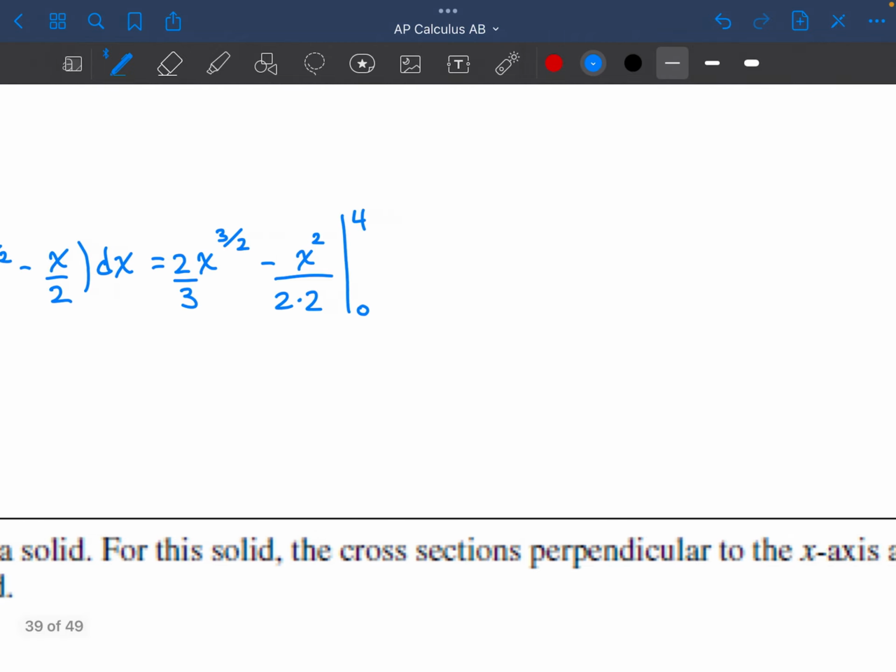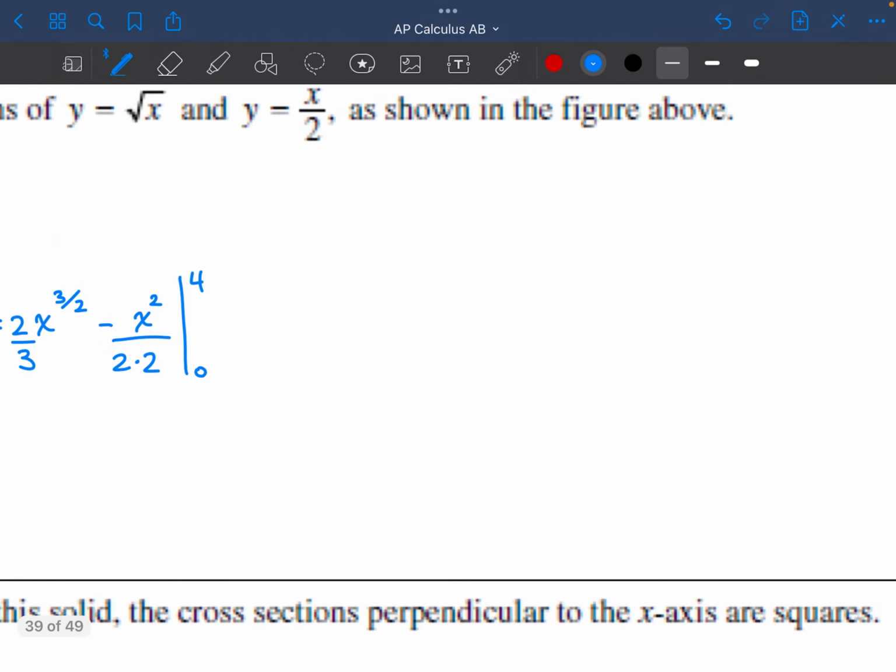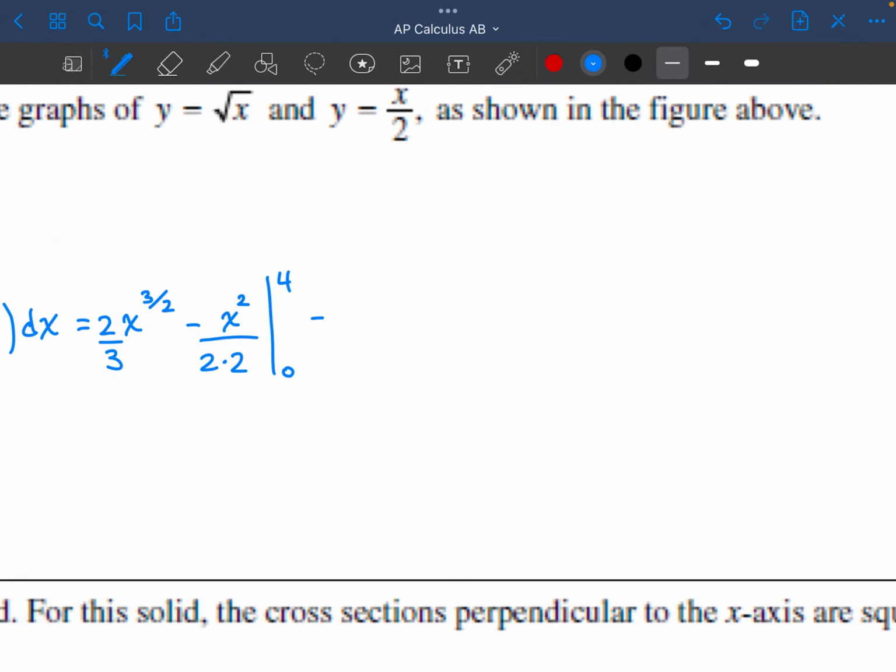All right, so we're ready to plug in now. And I think I have enough room if I just finish it up over here. So let's plug in 4 first. So I'm going to have 2/3 and then plugging in 4, so 4 to the power of 3/2, minus, and then I'm going to plug in 4 again. So 4 quantity squared, oop, I can write a little bit neater, 4 quantity squared all over, and then that denominator simplifies to 4. All right, so that's the first half, right? That's what happens when we plug in 4.